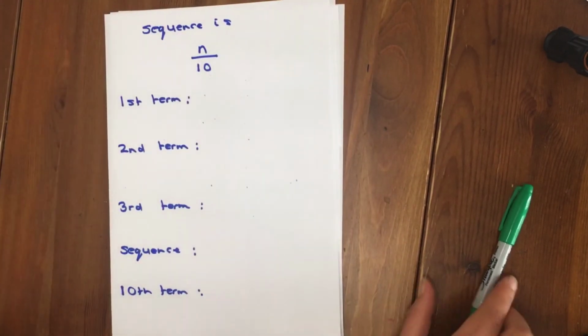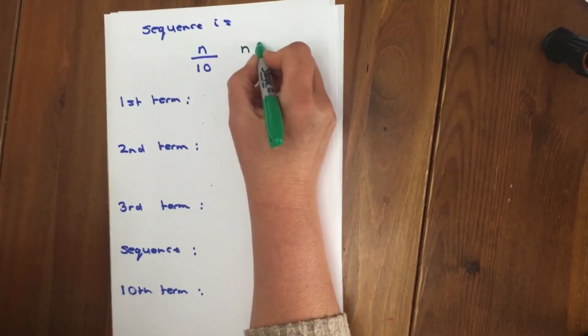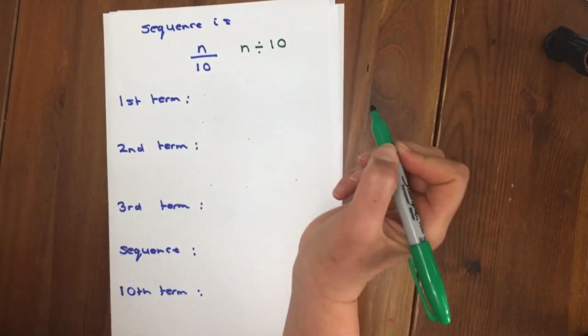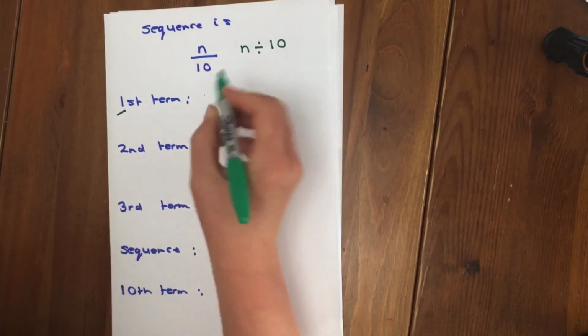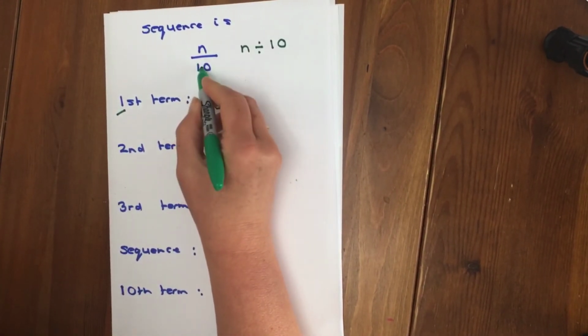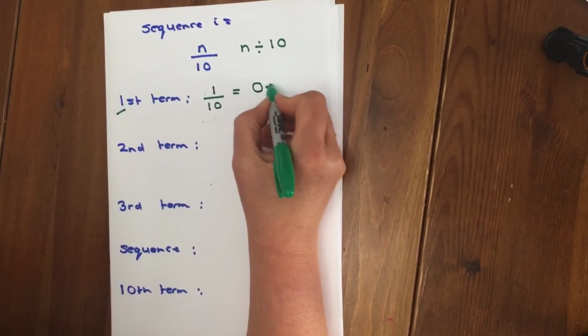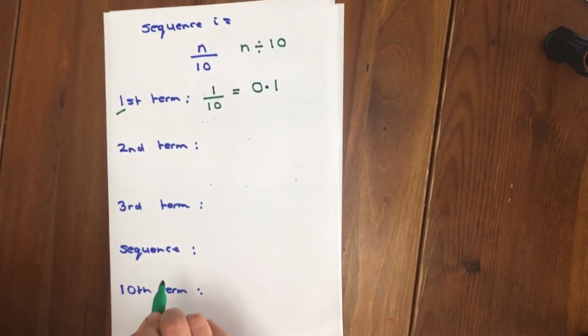Right, the last question that I'm going to go through before I give you your work. You might have a sequence like this. Now, what does that sign mean? Well, that sign means n divided by 10. So the first term is 1. So we've got 1 divided by 10. The 10 will stay the same, the n is changing. I could write that as a decimal or as a fraction.